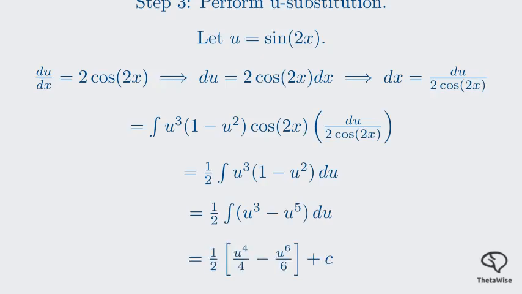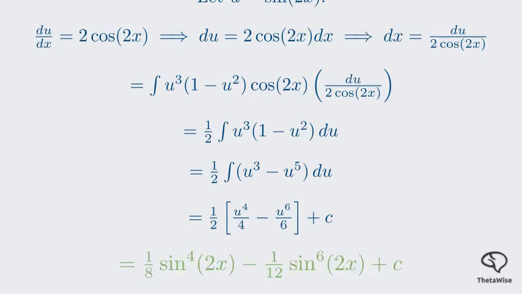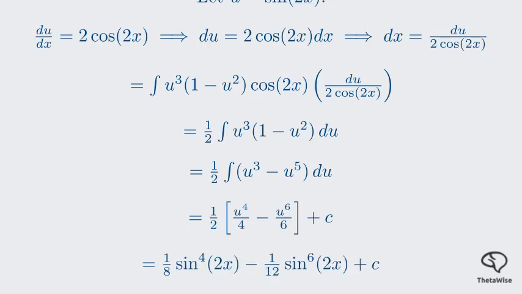Integrating term by term gives 1/2 times the quantity u to the fourth over 4 minus u to the sixth over 6 plus c. Distributing the 1/2 and substituting u equals sine 2x back, our final answer is sine to the fourth of 2x over 8 minus sine to the sixth of 2x over 12 plus c, verified using memo.